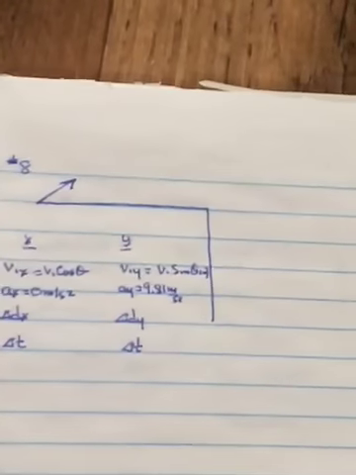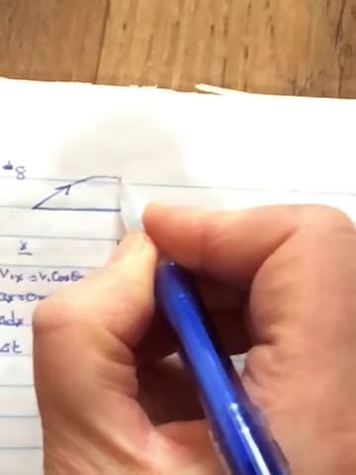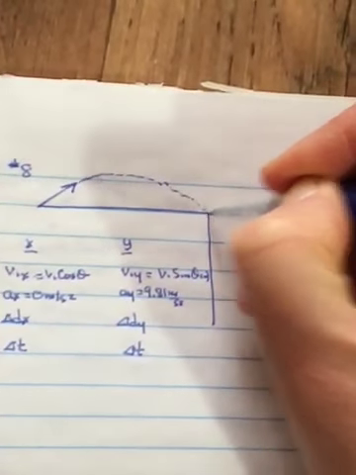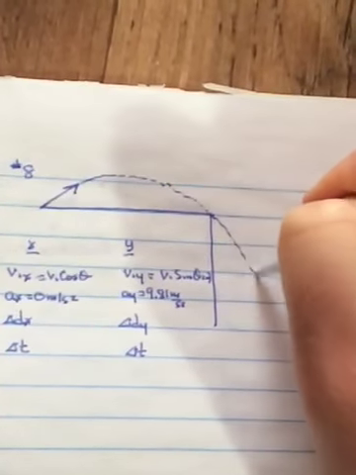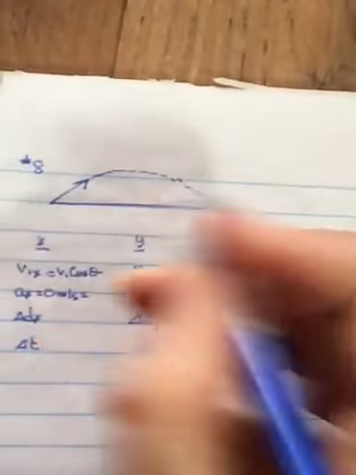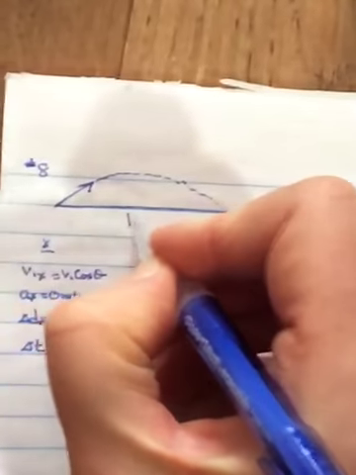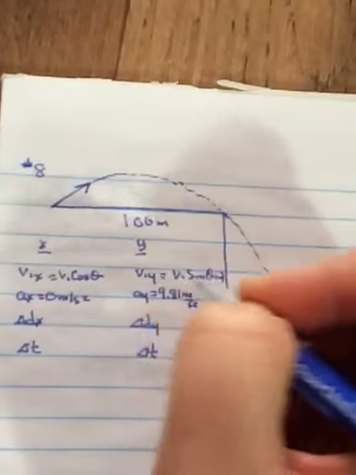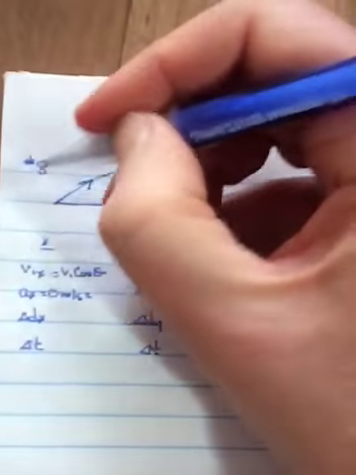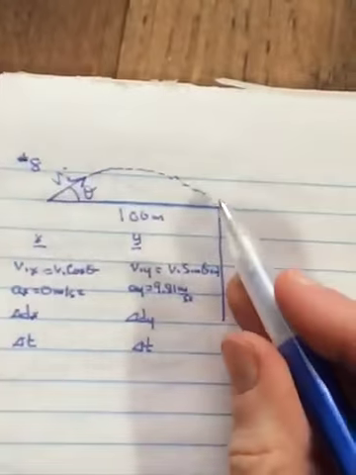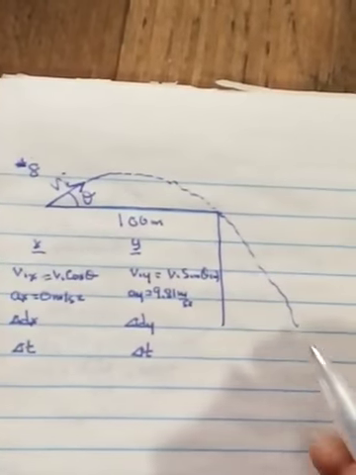Number 8. Number 8 is kind of tricky, but it really isn't if you understand. So it says this projectile is being shot in such a way that it just clears the edge of the building when it comes down. And it tells you that the edge of the building is 100 meters away. So really, they're giving, I've put 2 for 1. I've given you a ground-to-ground and then a non-ground-to-ground.